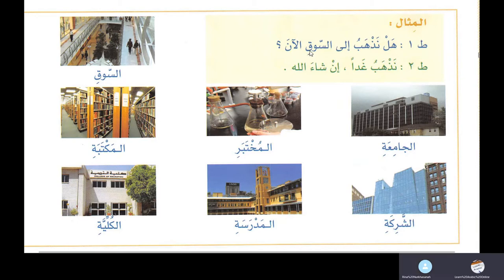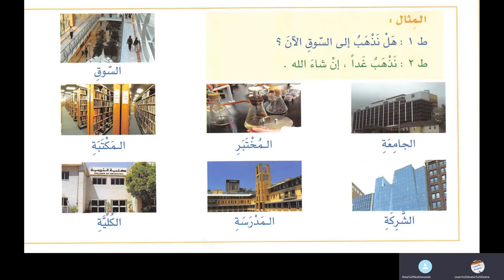It is the object, and the object has fatha, not kasra. Oh, because of ila. Yes, ila is a preposition which gives kasra to the next word. Read the example. Okay. The example: first student: shall we go to the market now? Second student: we go tomorrow, God willing.